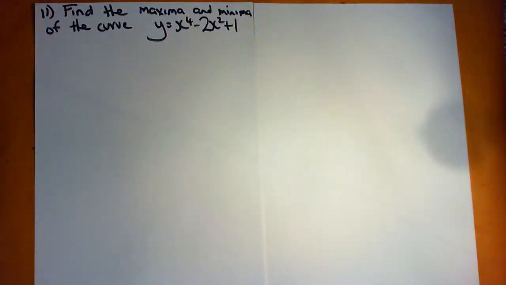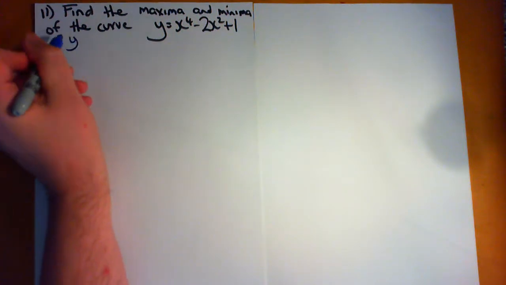Hello viewers, tutorial 13 question 11: find the maxima and minima, so in other words the turning points of the curve y equals x to the power of 4 minus 2x squared plus 1. So if we're finding turning points we want to differentiate.